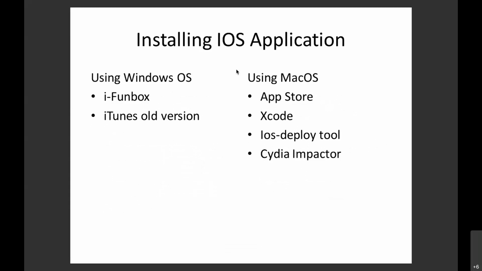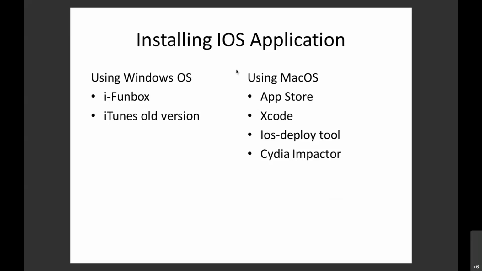Installing applications on iOS depends on your system. If you are using Windows, there are only two or three ways available. One is iPhone Box: you install iPhone Box on your Windows system and connect it with the iPhone, and then you can get access to the file system or install applications.